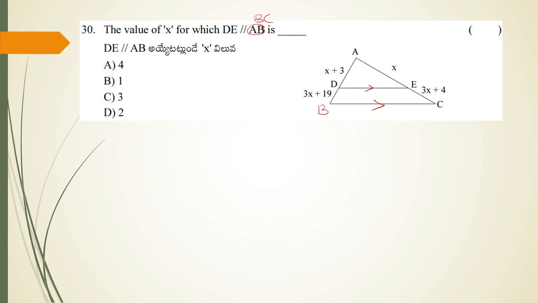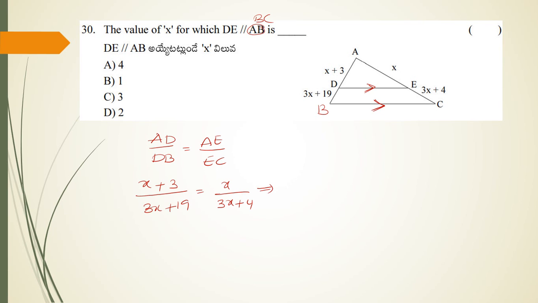Now when in a triangle a line is parallel to one of its sides, what can we say? We can apply Thales theorem, the BPT theorem. What does the BPT theorem state? The ratio AD by DB is equal to AE by EC. So when I substitute the values, I am going to get (x plus 3) by (3x plus 19) is equal to x by (3x plus 4).